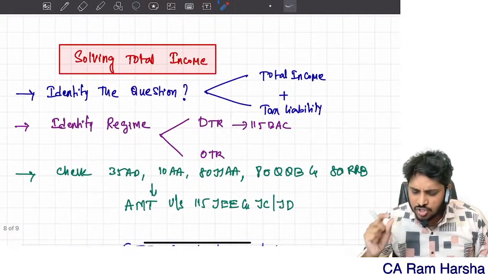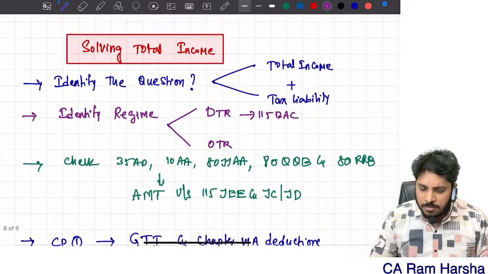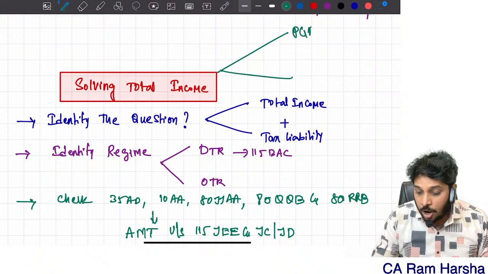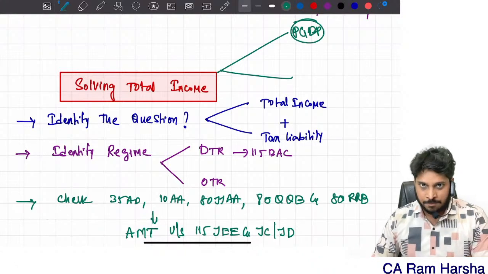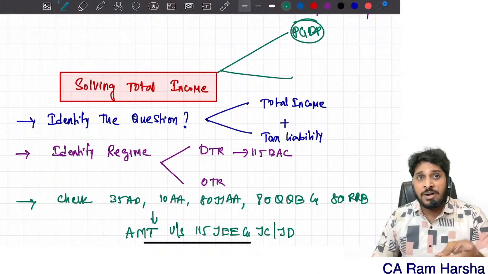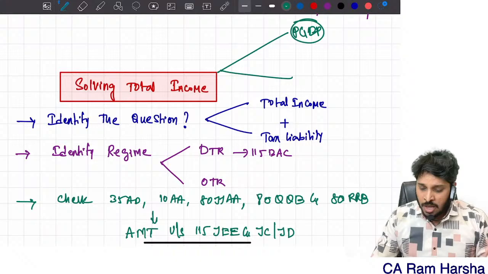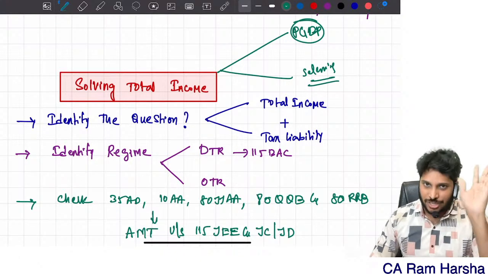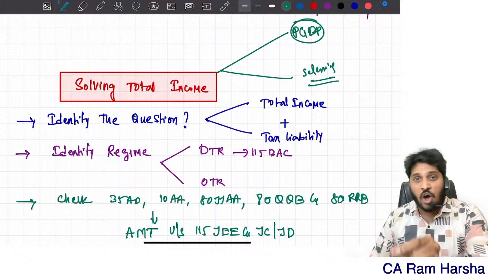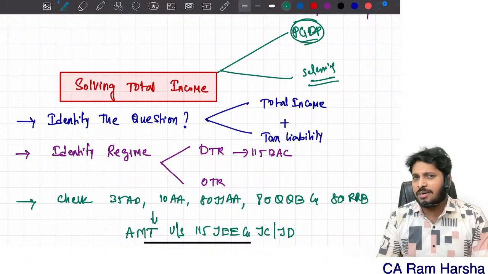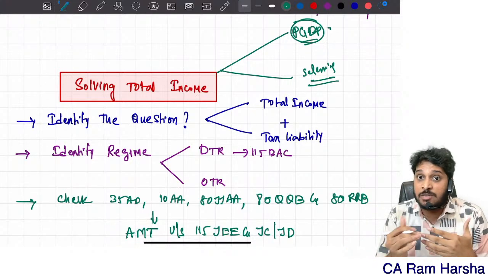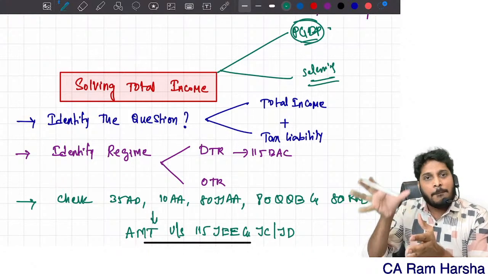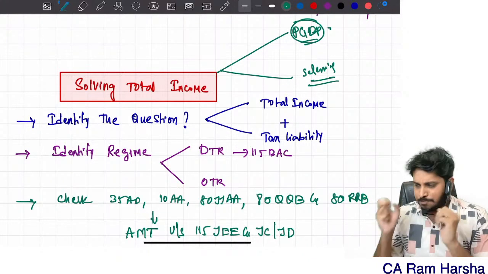Generally in total income problems, the predominant discussion is PGBP. Sometimes salaries could be the predominant discussion. Most of the times you see the total income problem is PGBP based, like SSC is engaged in business and some P&L account they will give you, getting it?